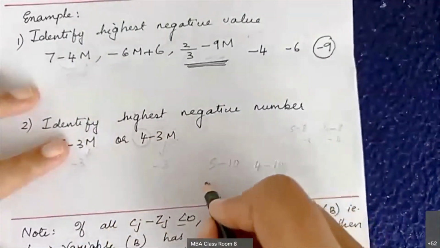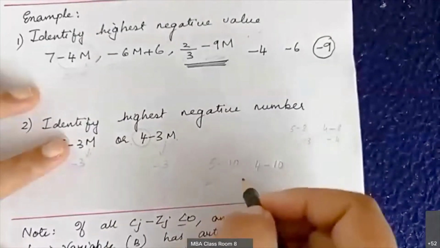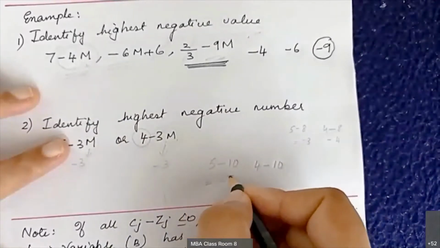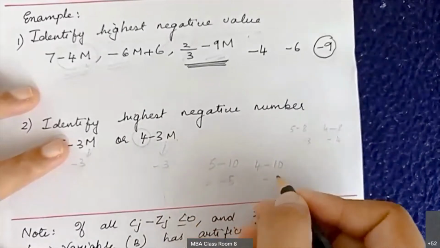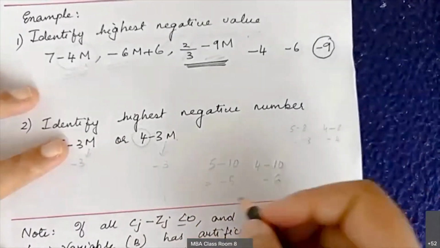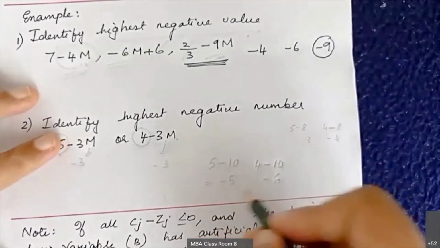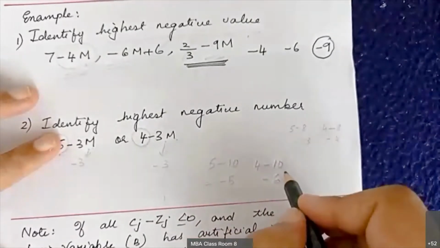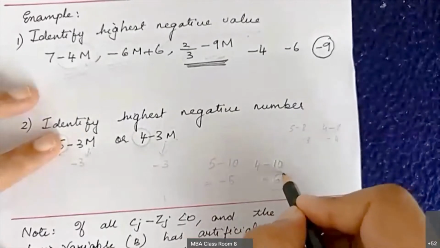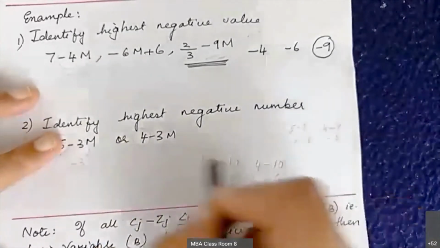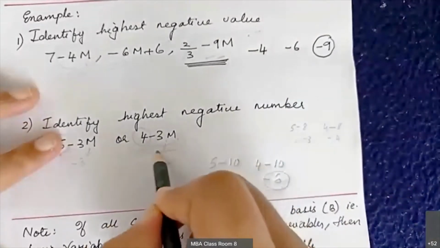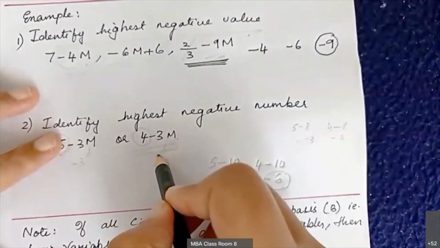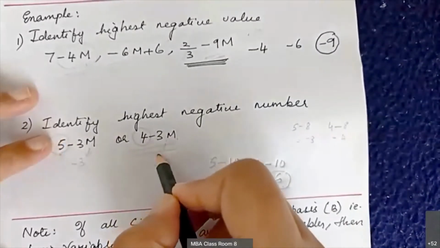So when I do this, tell me the value. Here I will have minus 5 and here I will have minus 6. Which is the highest negative compared to these two numbers? Minus 5 or minus 6? Very good. Minus 6 is the bigger value, the higher negative number. So in my case, 4 minus 3m will be the highest negative number. Okay, is it clear?